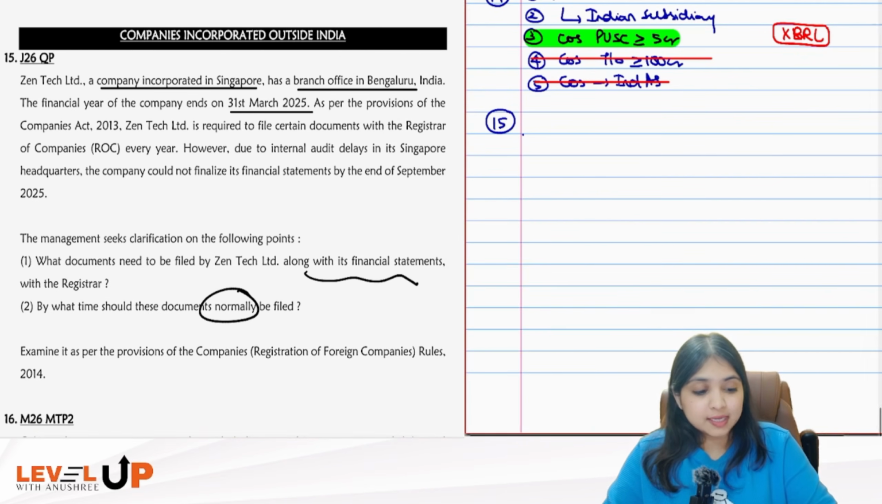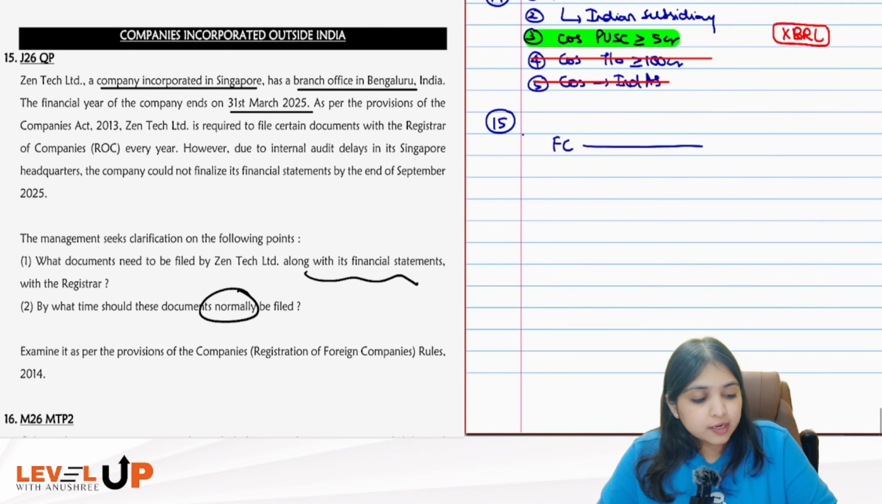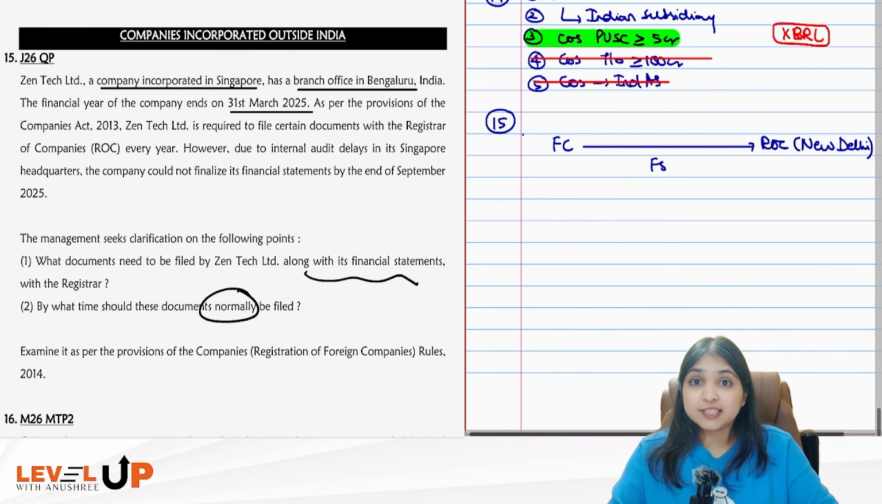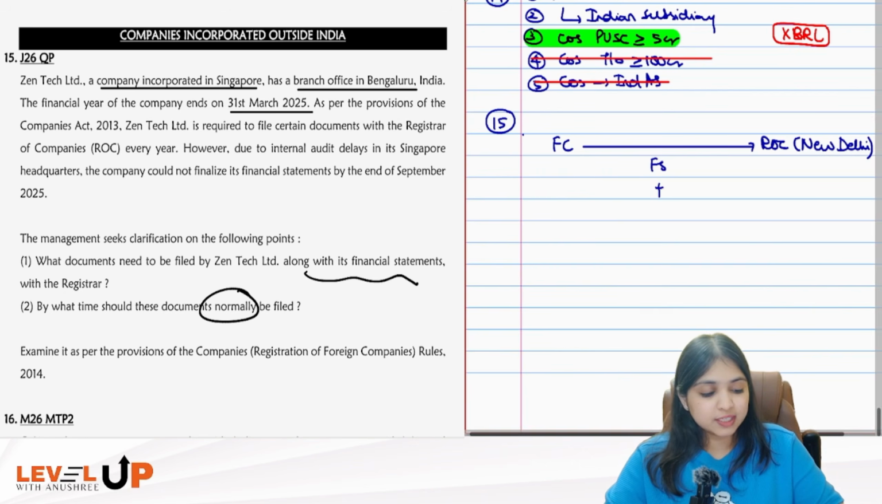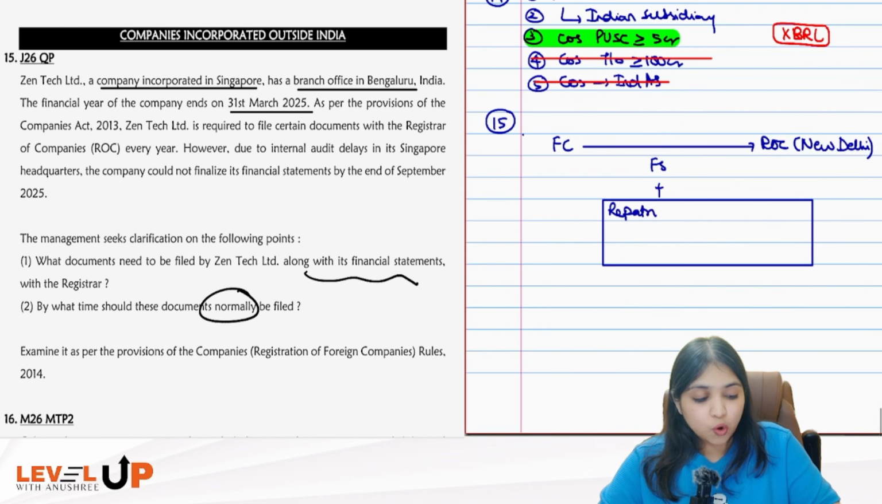Let's talk about this. See, if we have a foreign company, the foreign company is supposed to file with ROC New Delhi. Not ROC CRC, ROC New Delhi. We have to file with ROC New Delhi the financial statements to the extent of the Indian business operations. Those financials have to be filed with ROC. Along with these financials, some more documents also have to be filed. Like we also have to file a statement on repatriation of profits. We also have to file a statement on related party transactions. Then we also have to file a statement on transfer of funds, like transfer of dividends and all.